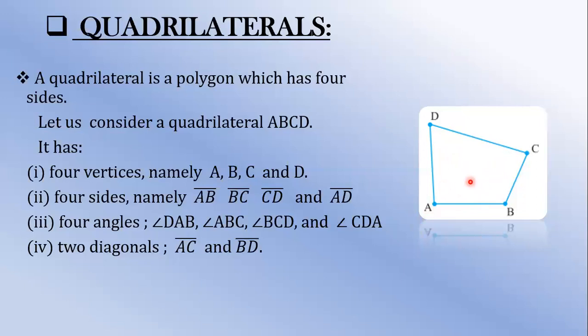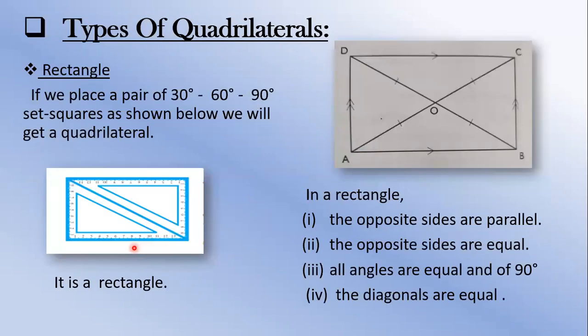So these are the properties of the quadrilateral. A quadrilateral has 4 vertices, 4 sides, 4 angles, and 2 diagonals. Now we are going to learn about different types of quadrilateral.